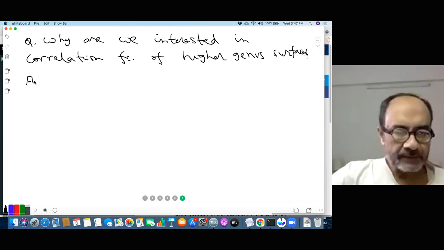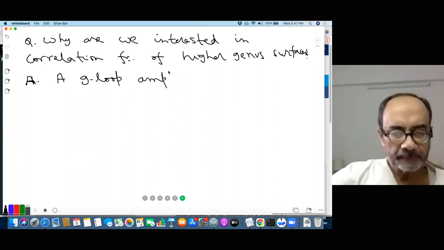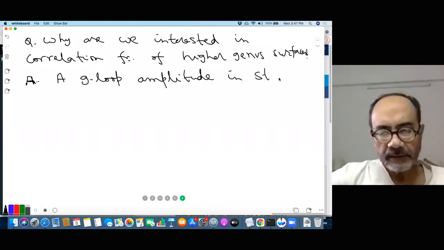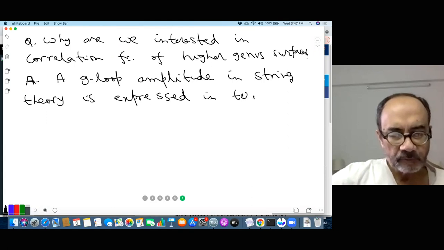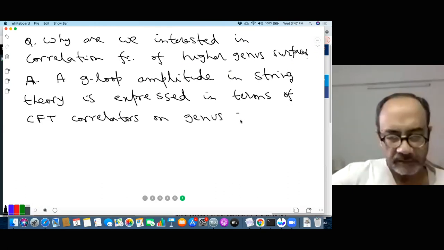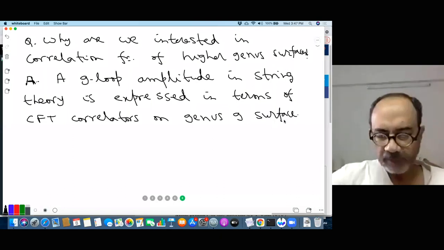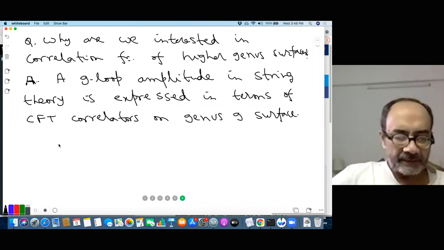And the answer is the following. I'll give the first, intuitive answer, the intuitive understanding of this, and then we'll make it more precise. The answer is that a G-loop amplitude in string theory is expressed in terms of CFT correlators on a genus G surface. Hopefully by the end of today, we'll see the explicit expression for this G-loop amplitude. But first, let me just give an intuitive understanding.